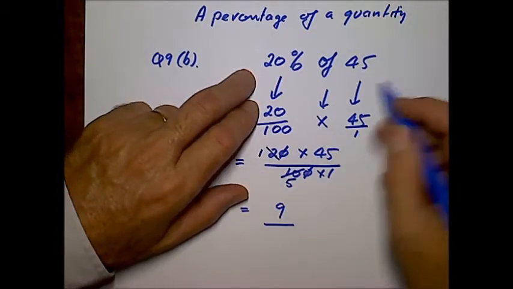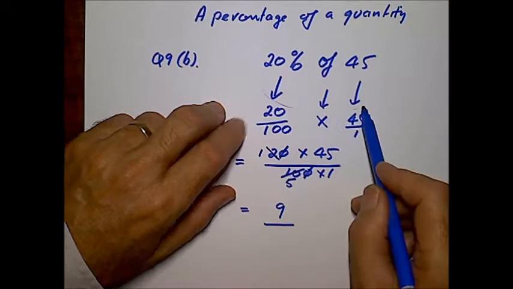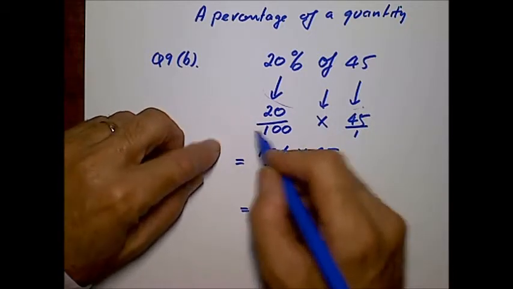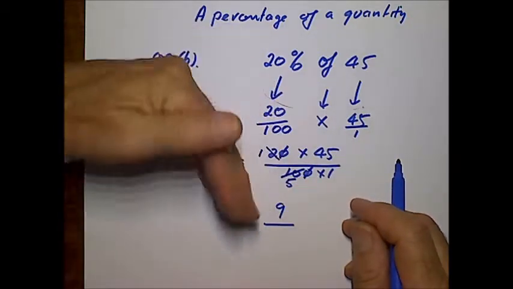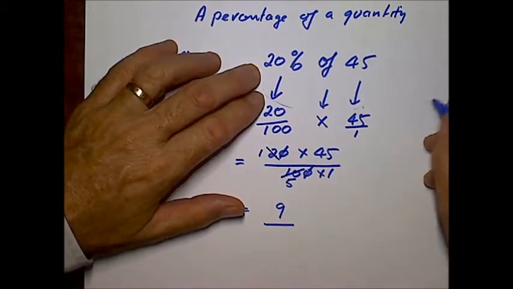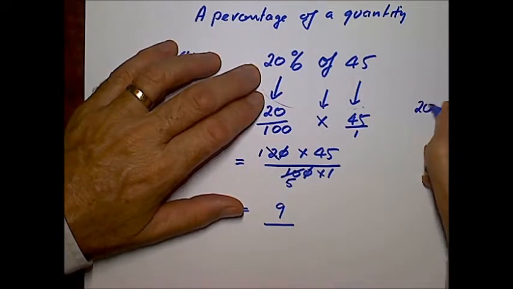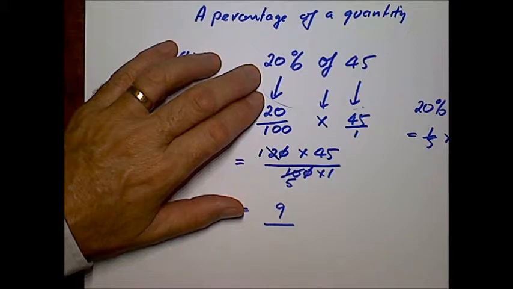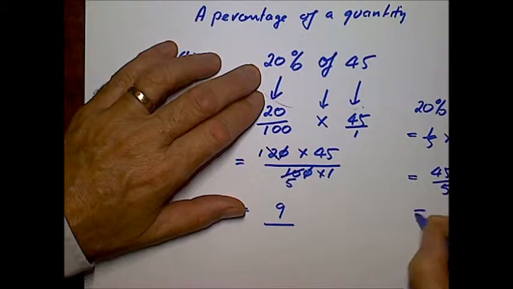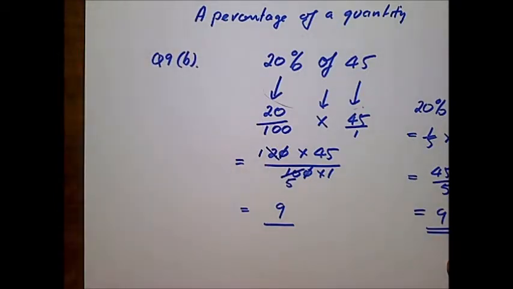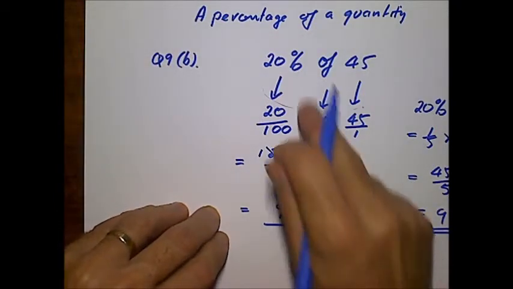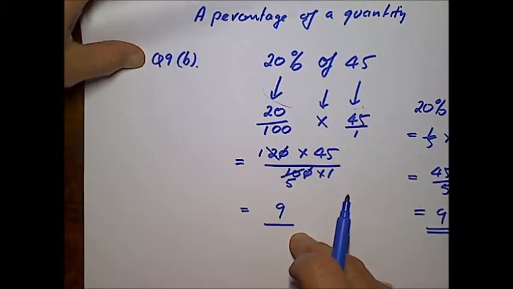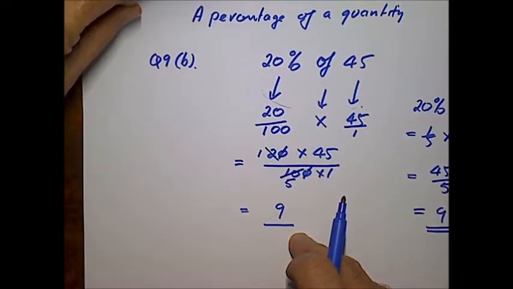Of course, when we're setting out these problems, we wouldn't necessarily show these arrows here. We're simply going to be setting our work out down the page. Some of you may recognise that 20% is equal to 1/5. So really we're being asked to find 1/5 of 45. And of course that would be equal to 45 over 5, which is equal to 9. Don't fall into the mistake of writing down percentage here, because we're actually asked to find the percentage of a quantity in this particular case.